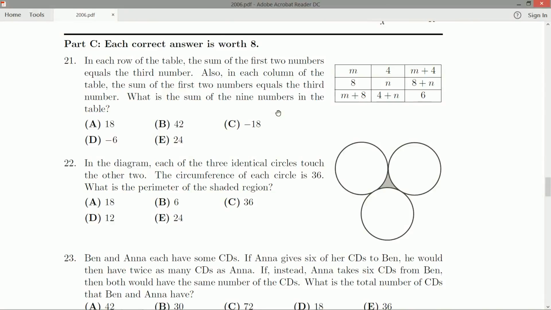We're looking at question number 22. In the diagram, each of the three identical circles touch the other two, so they're tangent. The circumference of each circle is 36. That's kind of odd. I would have expected a pi somewhere in there. What is the perimeter of the shaded region? Interesting. So, the shaded region is the area that's in between all three circles.